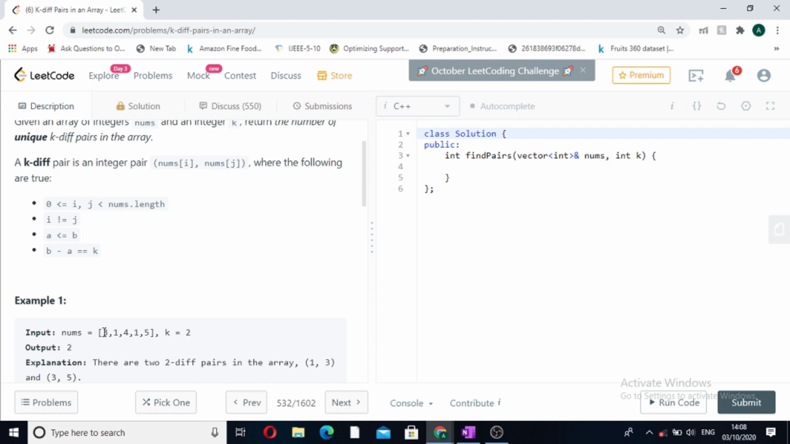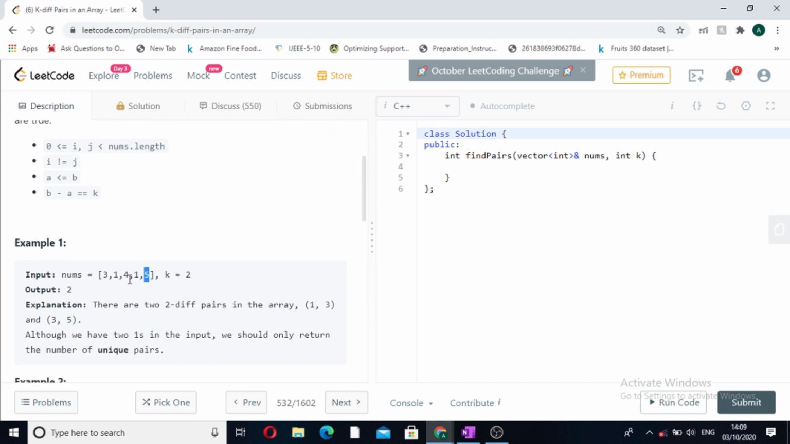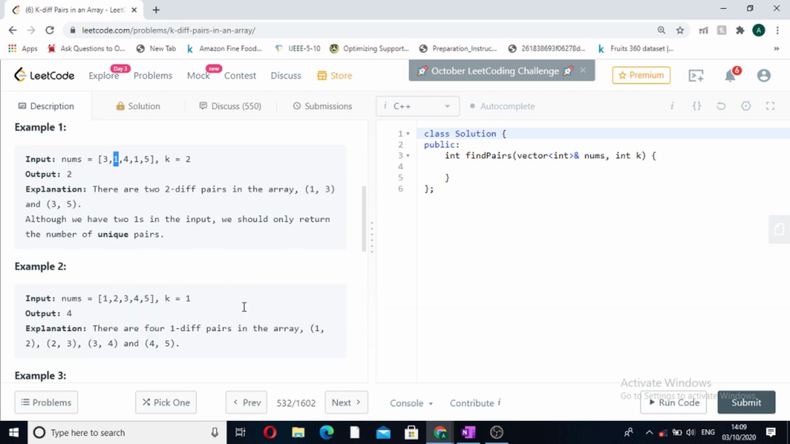Here the array is given as 3, 1, 4, 1, 5 and k is 2. We have to find the pairs in the array in which the difference between two elements is equal to 2, and those elements should be present at different indexes. We can see that one pair is 3, 5 as the difference between them is 2, and another pair is 1, 3. The difference between these two numbers is also 2 and they are at different indexes. Now let's look at another example.